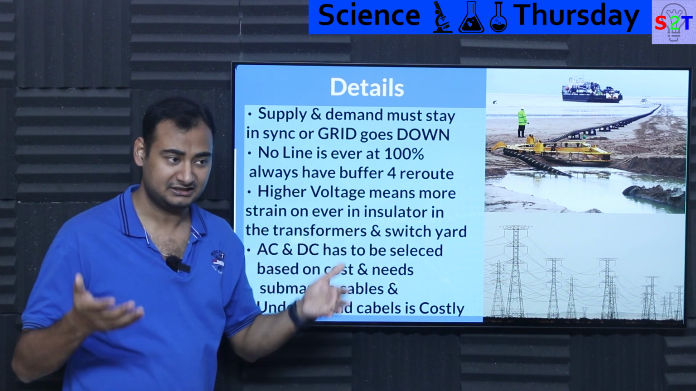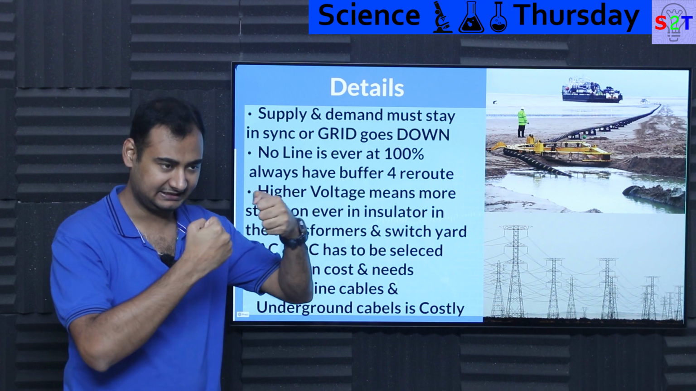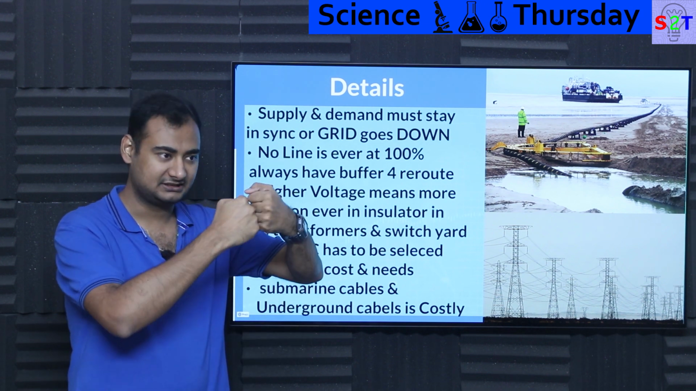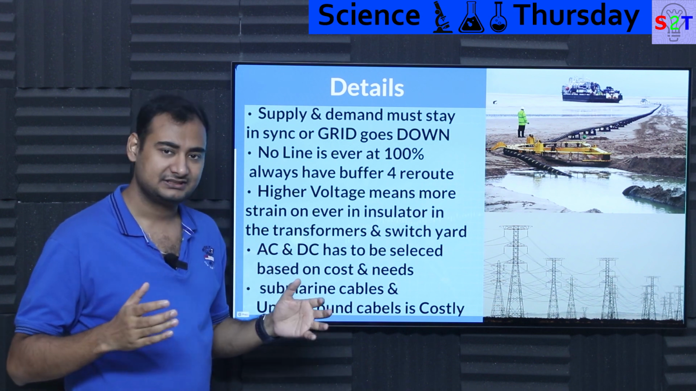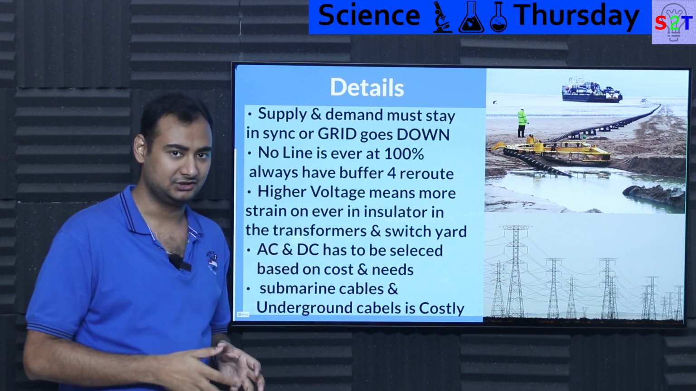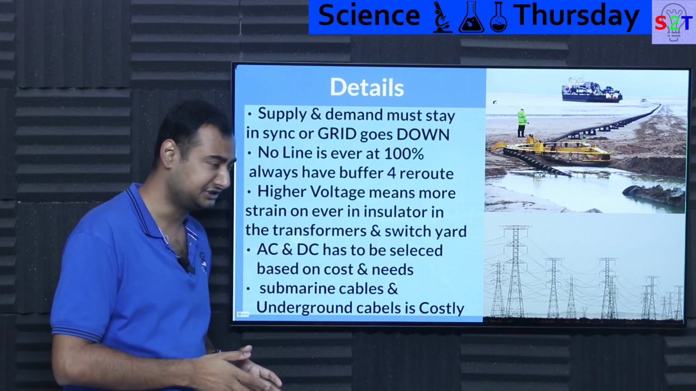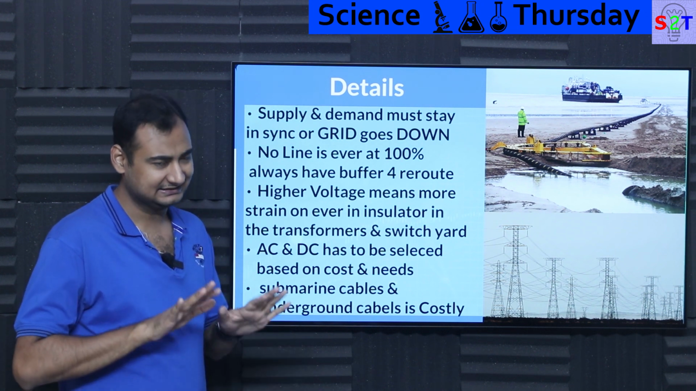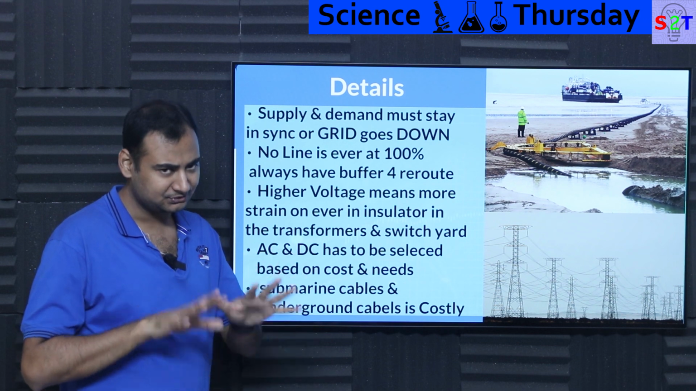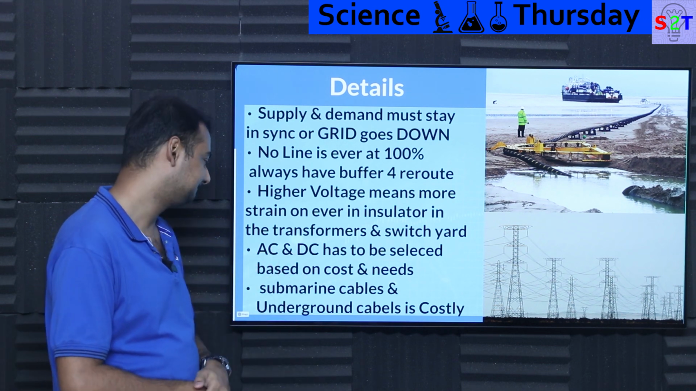Then you also have the switchyard. Again, the switchyard has to deal with that power. They have to have switchgear that can disconnect it, circuit breakers that can disconnect it instantly. All those things require equipment that can withstand that kind of voltage. And higher the voltage, higher the strain on the equipment. So you cannot just go giga in the higher voltage. There is a cost associated. You want to be as conservative as possible.